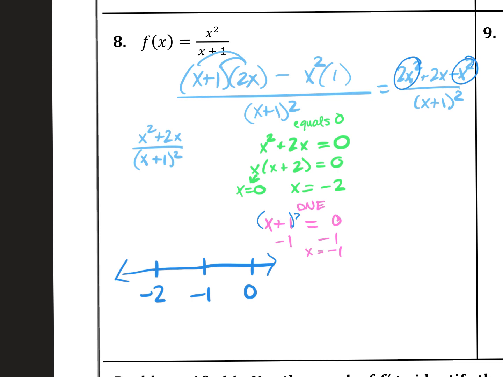Why does it not exist? Because the bottom can't be 0. You can't divide by 0. So if I plug in -1 for x, I would get 0 on the bottom. Okay, those are your critical numbers. When you test them, you should get a positive, a negative, and a positive.